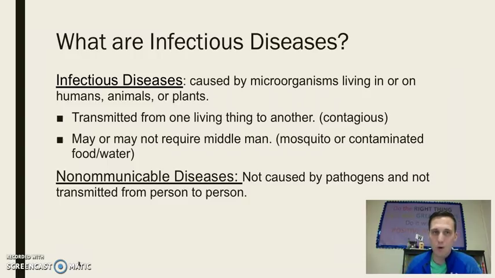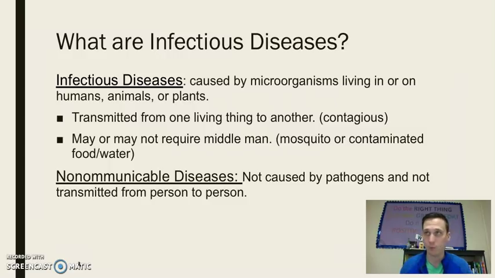Okay, so what are infectious diseases? Well, the definition that you should probably know is they're diseases caused by microorganisms living in or on humans, animals, and plants. So infectious diseases are contagious diseases. They must be transmitted from one living thing to another.